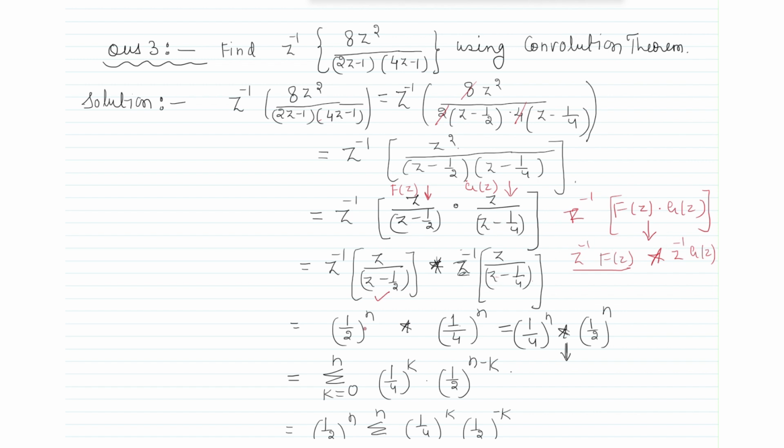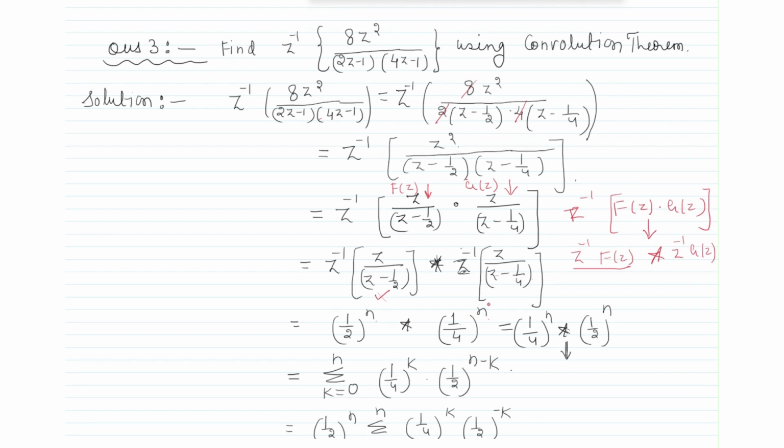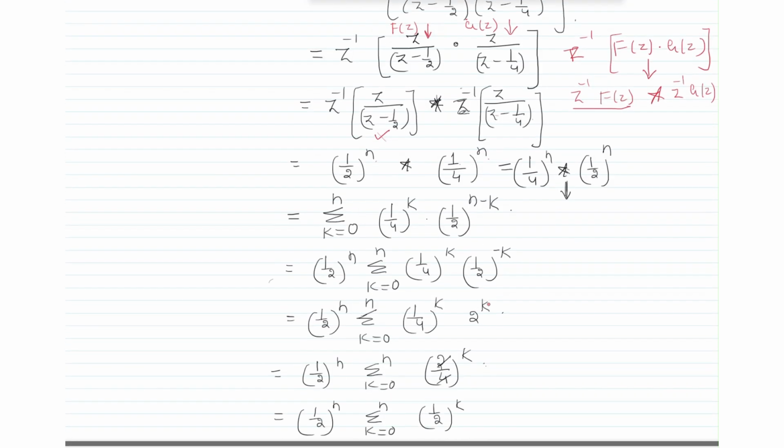Finding the z inverse of this, it is half to the power n by using the standard result. The z inverse of this, again by the standard result, is 1 by 4 to the power n, but still we have not solved this star. To solve this star, again you will use the same concept, f of n star g of n. What is f of n star g of n?